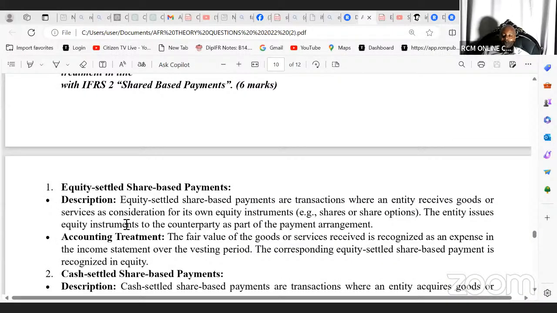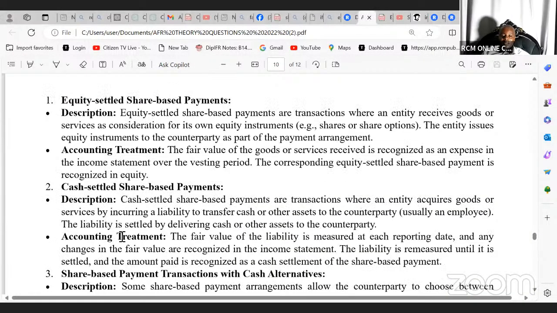All right. Then we go to cash settled. Under cash settled share-based payments, ladies and gentlemen, these are transactions where an entity acquires goods or services by incurring a liability to transfer cash or other assets to the counterparty, usually an employee. The liability is settled by delivering cash or other assets to the counterparty. But again, the cash you're going to deliver is normally based on the performance of the shares.